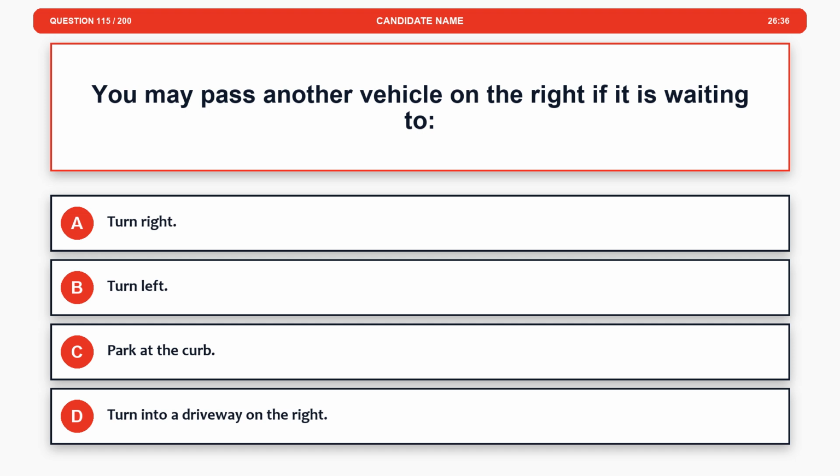Question 115. You may pass another vehicle on the right if it is waiting to: Option A, turn right. Option B, turn left. Option C, park at the curb. Option D, turn into a driveway on the right.